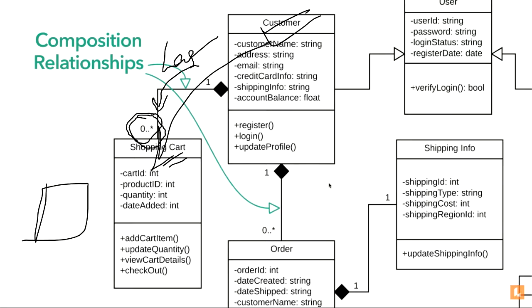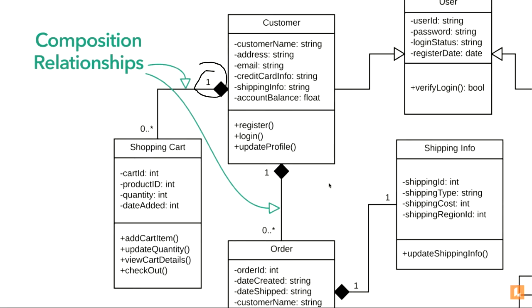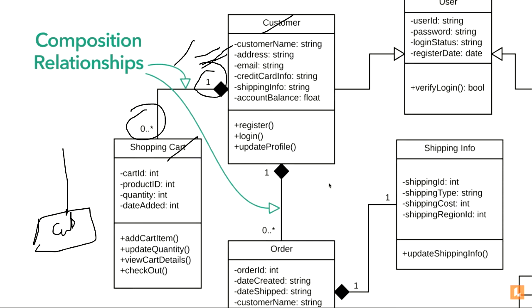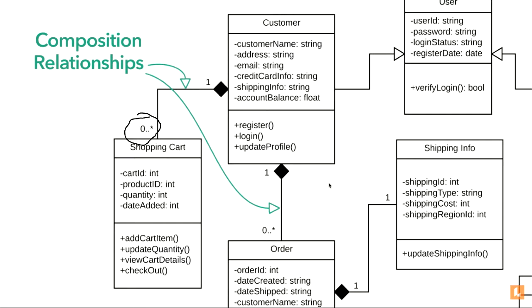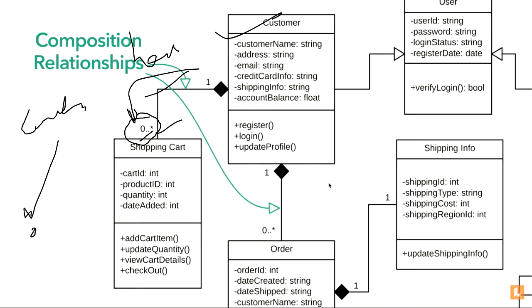Read it on your own once. First read this, then read this. How will you read this? Shopping cart has one customer. It means if this is the shopping cart, this is your cart, it can have only one customer. There can be only one customer. And if you want to read this 0..*, you have to come here with a has. Customer has 0 or more than 0. It means a customer can have 0 items or 1 item or any number of items in the shopping cart.